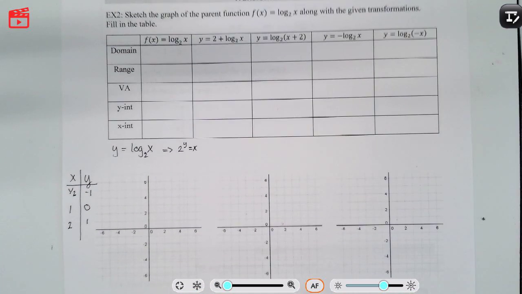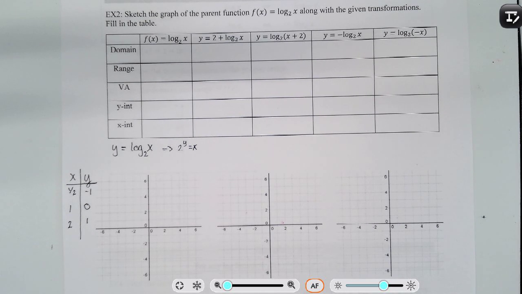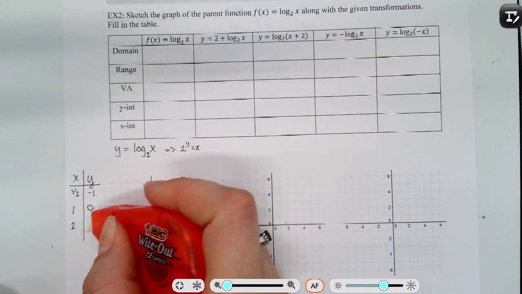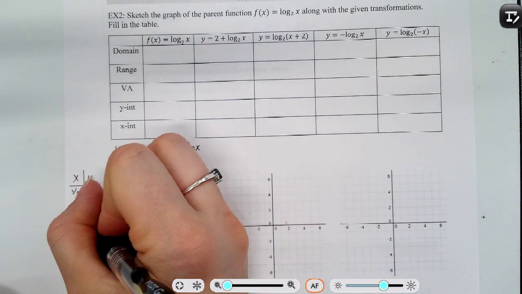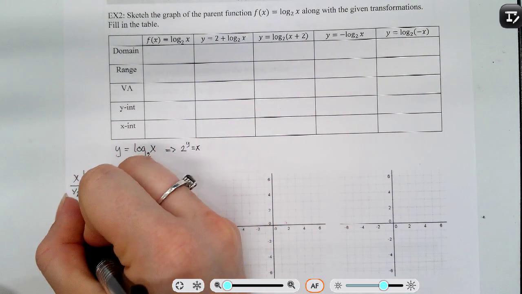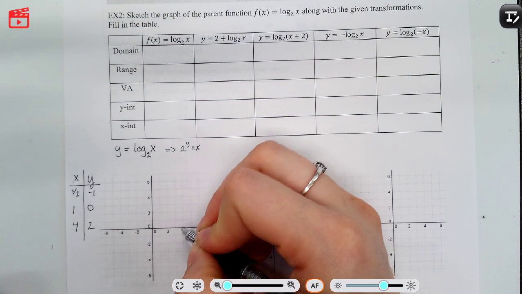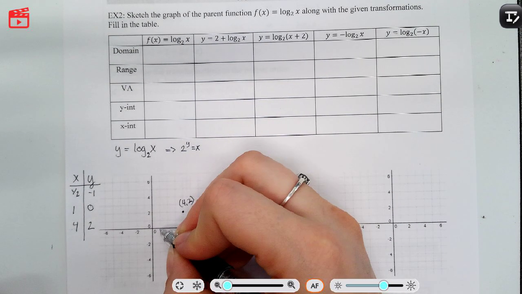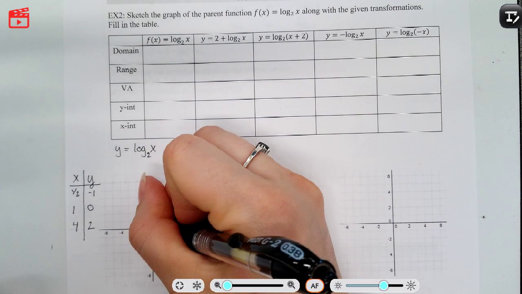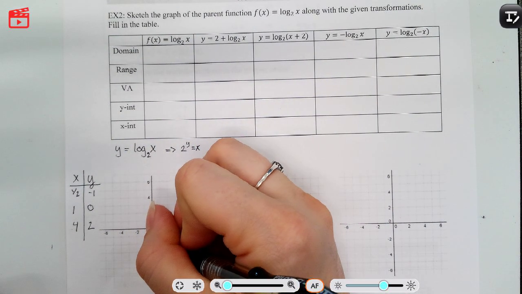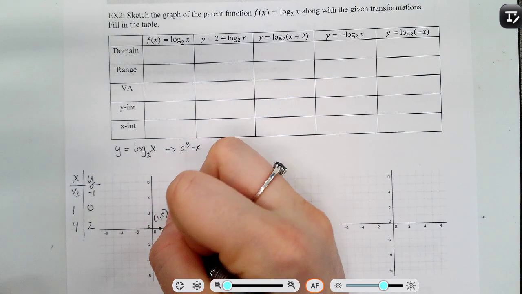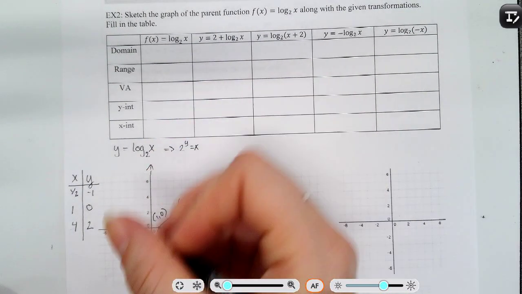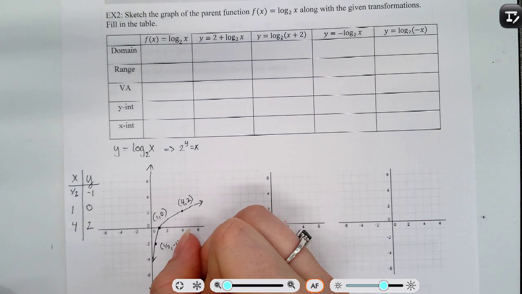But you know what? Because this graph is kind of squished, I'm actually going to pick a farther apart value here. I want to pick 2 to the 2nd power, that'll give me 4, just because my graph is kind of squishy here. So (4, 2), (1, 0), and (1/2, negative 1). All right, so there we go, my graph. And I have my vertical asymptote, x equal to 0.